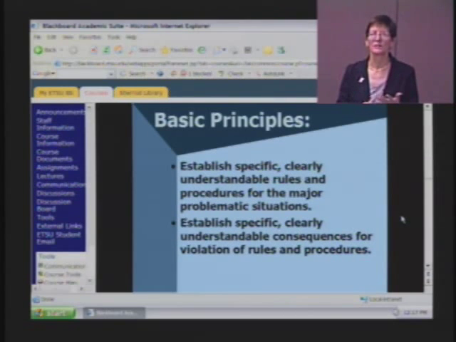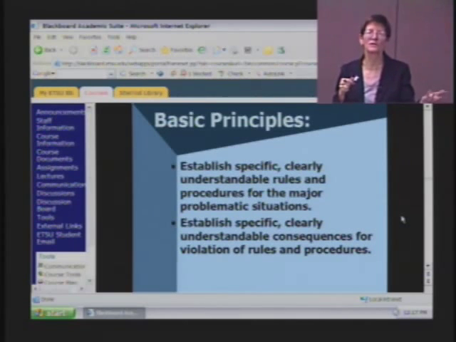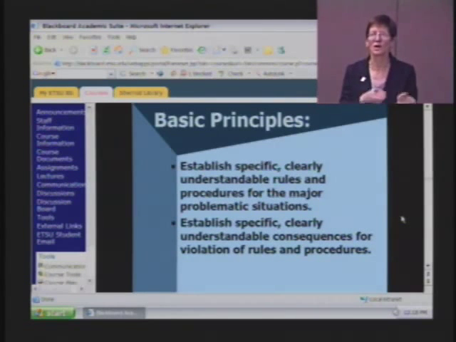Another thing, establish specific, clearly understandable consequences for violation of rules and procedures. Now, you've been hearing that one since our first approach, which was the behavioral approach. There were also mentions of consequences and rules in the managerial approach. Our humanistic approaches were not touchy-feely, and they advocated clear, understandable rules and procedures and clear things that happen. They might not call them consequences, but the idea that children are responsible for their behavior. All right, so we've got some continuity here and some really important ideas.